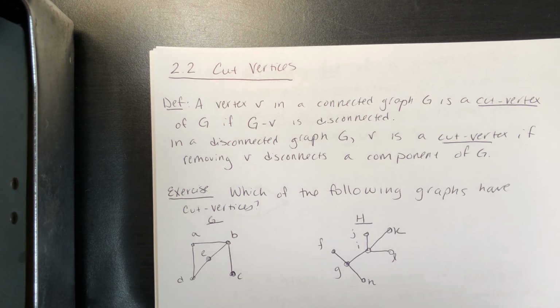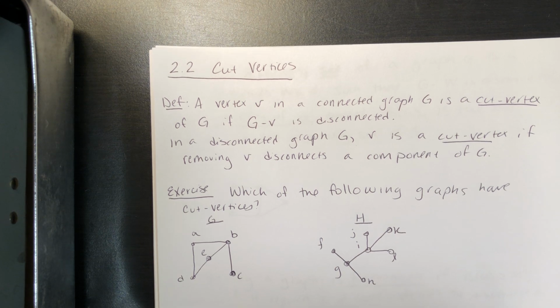In other words, if you take out V, which also includes taking out any edges that are incident to V, then you're left with a disconnected graph. And just like with the bridges, we have an analogous definition for if your graph is already disconnected. So if G is a disconnected graph, we would call V a cut vertex if removing that vertex V would disconnect the component that that vertex is on.